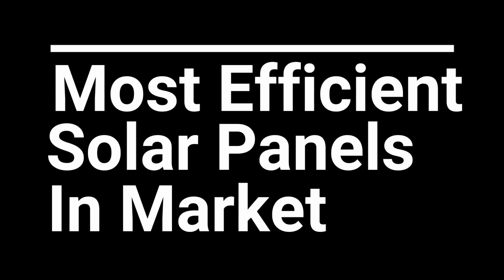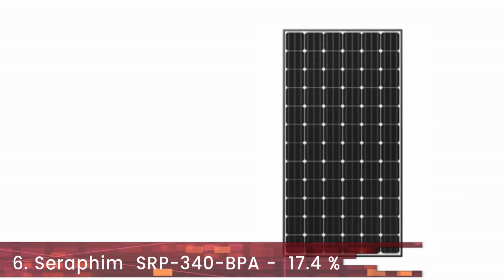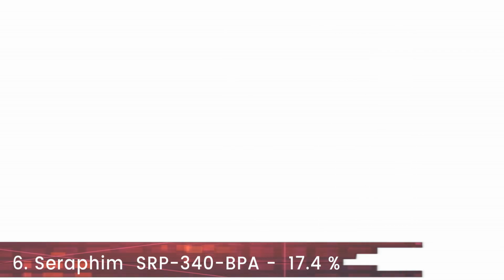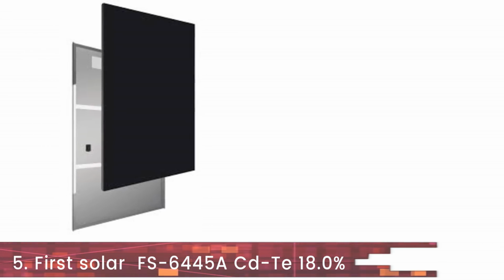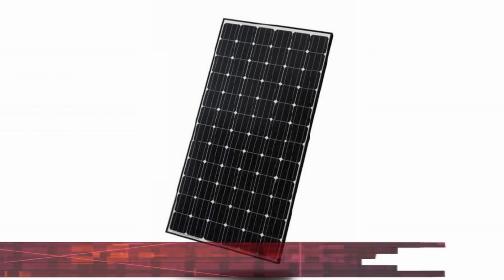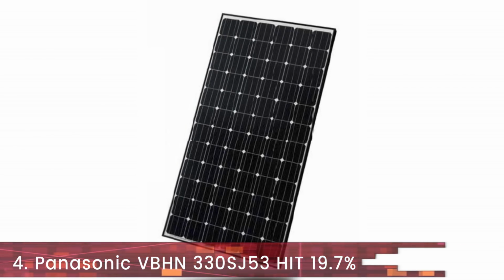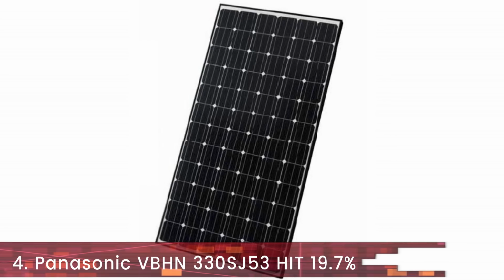And now we'll look at the most efficient solar panels available in the market for various technologies. At number 6, we have Seraphim polycrystalline SRP340 BPA with an efficiency value of 17.4%. At number 5, we have the cadmium telluride solar panel by First Solar, model number FS6445A, with an efficiency value of 18%. At number 4, we have the Panasonic HIT solar panel, with a model number 330SJ53, with an efficiency value of 19.7%.